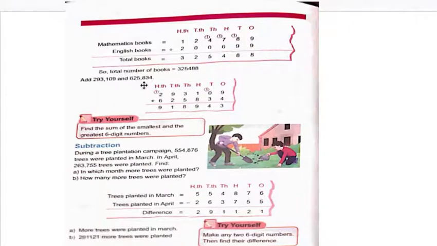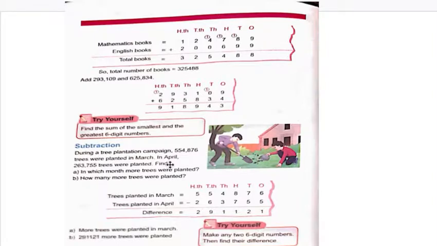Add 293,109 and 625,834. So the answer comes 918,943. Find the sum of the smallest and the greatest 6-digit numbers. Try yourself.